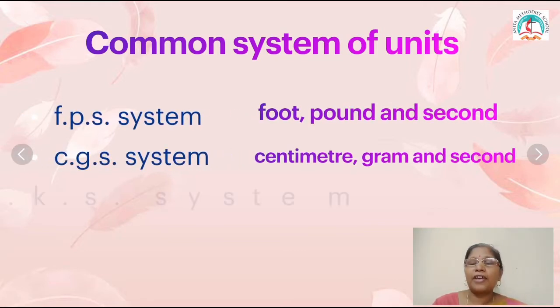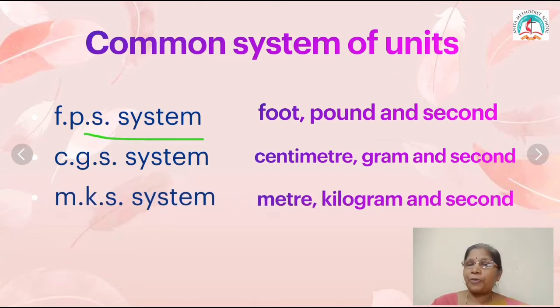The first one is the FPS system. FPS system means what? F, the length is measured in foot. Mass is measured by pound. And time is measured by second. So the first letters I am taking: F, here it is P, and this side S. So it is the FPS system.